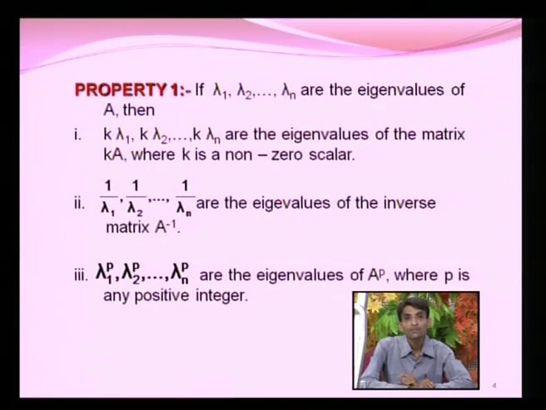In this way we can solve the examples, which are quite easy for finding eigenvalues and eigenvectors, but sometimes the examples are twisted and you need to use the properties to solve them. So these are the most important properties to solve twisted examples of finding eigenvalues and eigenvectors. This is about the properties of eigenvalues.